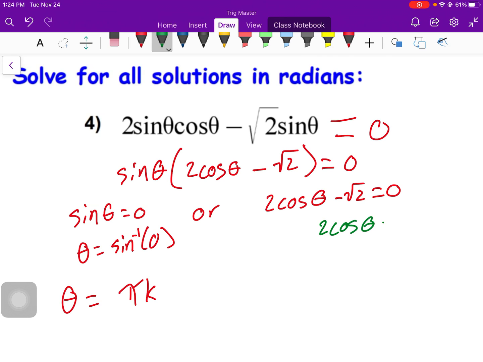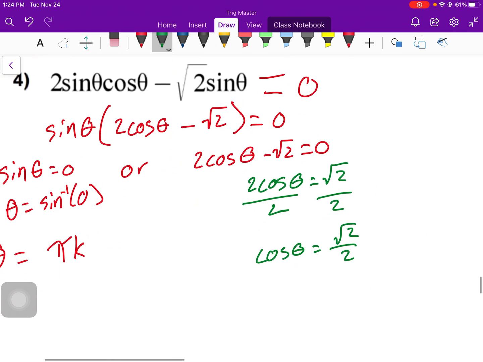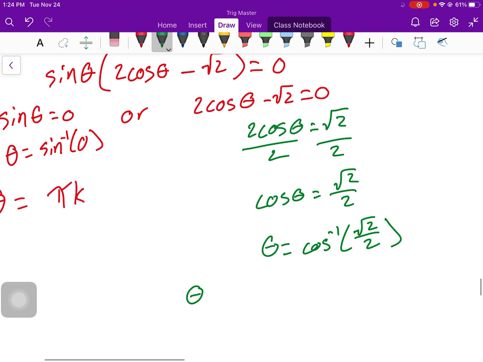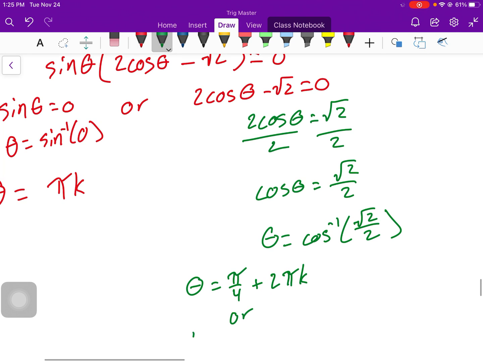The other one over here, we have a little bit more work to do. Add square root of 2 to both sides, divide both sides by 2. So cosine of theta equals the square root of 2 over 2. So theta equals cosine inverse of square root of 2 over 2. You've got two possible values here, right? Cosine is positive in quadrant 1 and quadrant 4, and I know that's a 45-degree angle, but I'm supposed to be in radians. So that's going to be pi over 4, and I'm just going to put plus 2 pi k. That would bring me all the way around back to quadrant 1 each time.